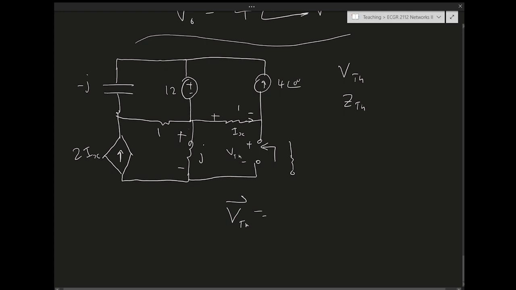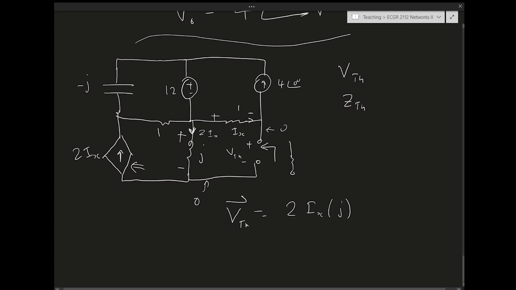We know what's the current that's passing through the inductor. What is the current passing through the inductor? This is open, right? So the current here is 0, and the current here is 0 because this is open. So the current passing through the inductor is just 2Ix, this current here. You see that, right?